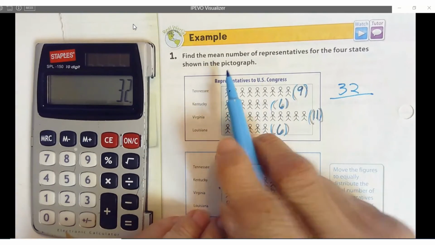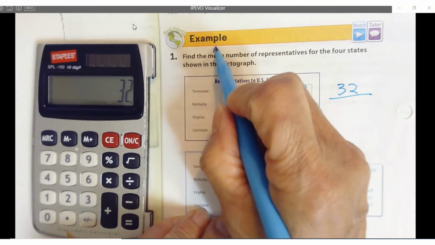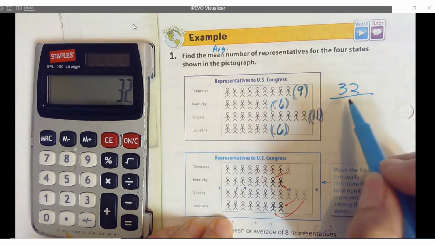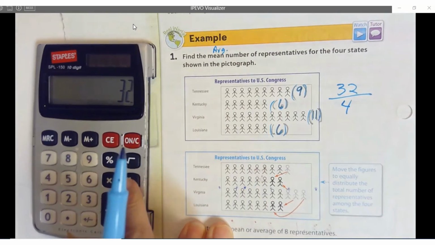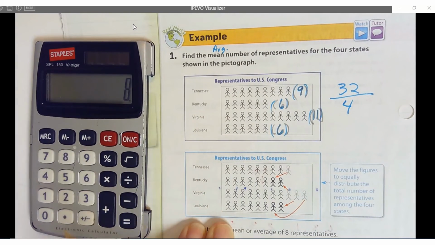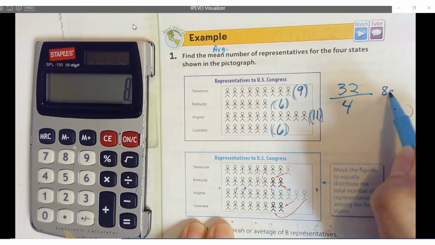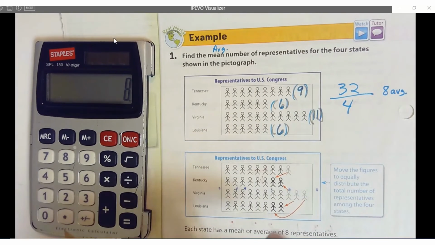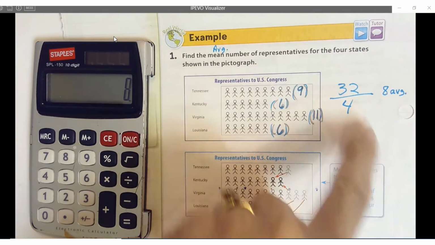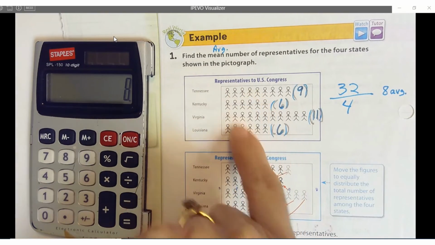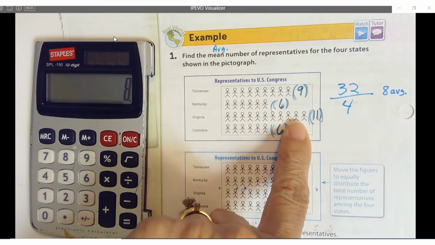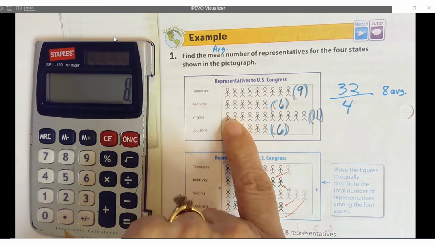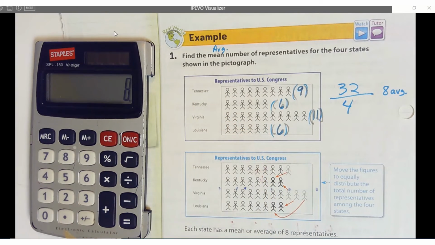Again, they're asking us to find the mean, which is also known as the average. We have 4 states, so 32 divided by 4 equals 8. So, in answering this question, find the mean number of representatives for the 4 states: the average number of representatives for these 4 states together is 8. So on average, there are 8 representatives in these 4 states. That's what they're telling you, on average.